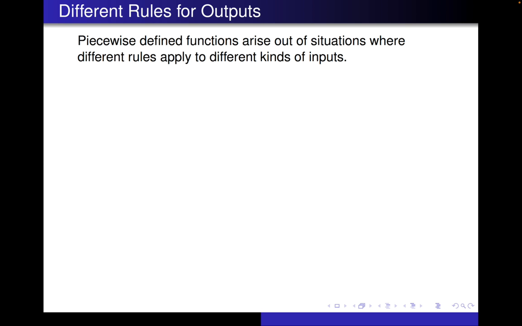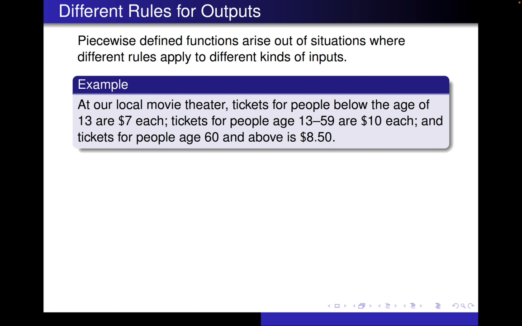So piecewise functions are functions that arise out of situations where you have different rules for different kinds of inputs. Here's an example from our local movie theater. If you look at the prices for tickets, if you are below the age of 13, the prices are $7 each. If you are between 13 and 59, the tickets are $10 each. And if you're 60 and above, it is $8.50.